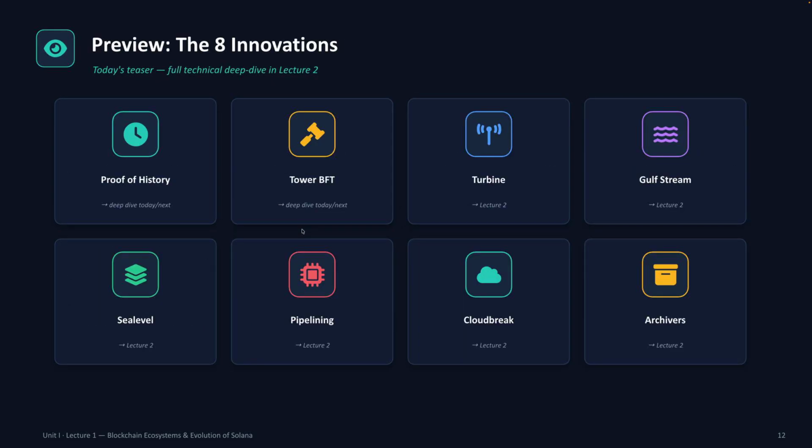Let us preview the 8 innovations that Solana has brought into the blockchain space. First is proof of history. Second, Tower BFT. Then Turbine, Gulf Stream, Sealevel, Pipelining, Cloudbreak, and Archivers. Each of these concepts we are going to look into in depth in lecture 2.